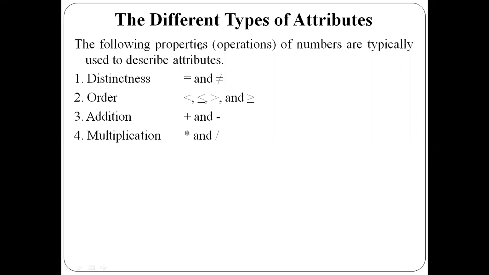Actually, in one of the question papers, they had asked to mention the different properties or operations of the numbers and explain the different types of attributes. So this was the question asked in the previous question paper, I guess. So you need to mention these properties here.